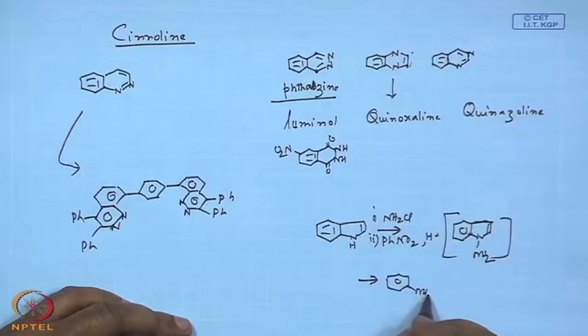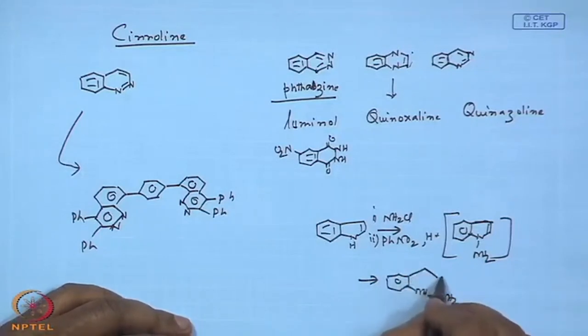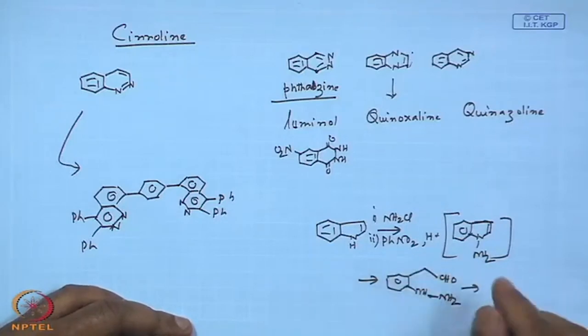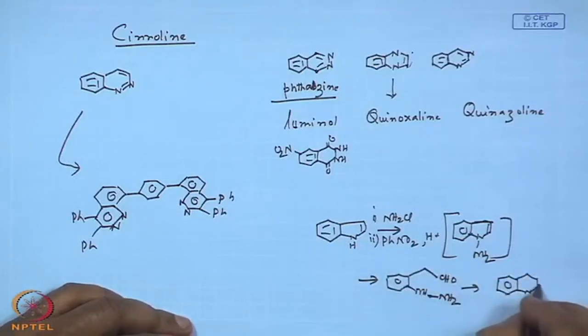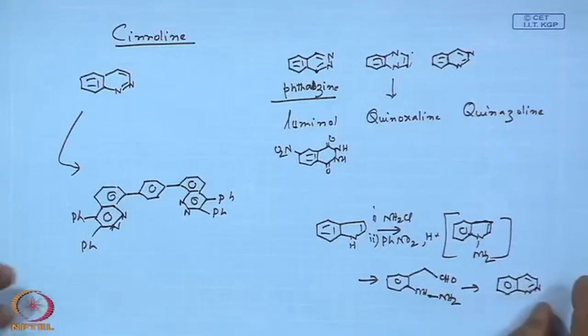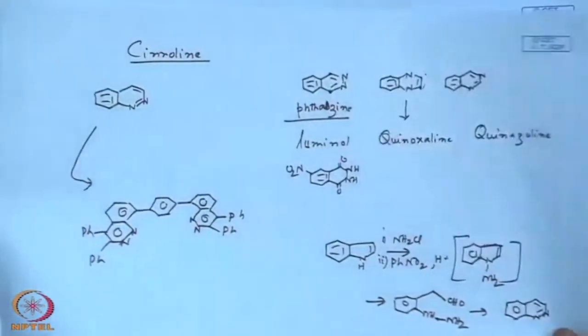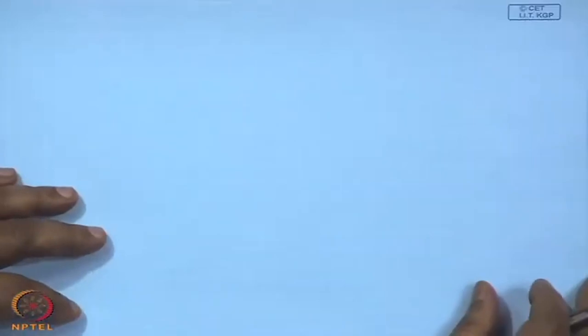So, this is basically one way of making it, like the previous example, there is a hydrazine here, and this aldehyde. Then the Schiff base formation, aromatization, all these things eventually will give you the cinnoline. So, this is one way of doing it. The other way could be, this is quite interesting. What are the other possibilities?